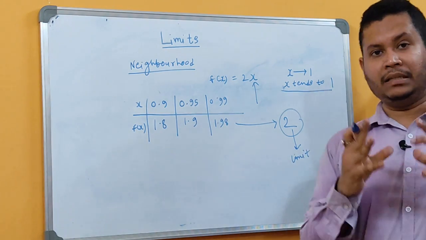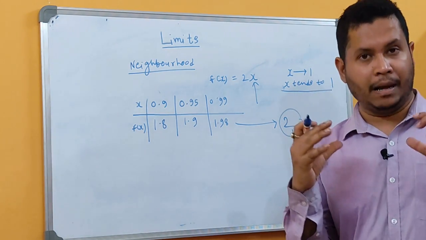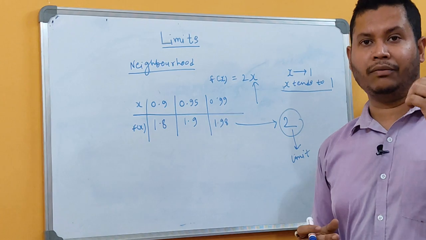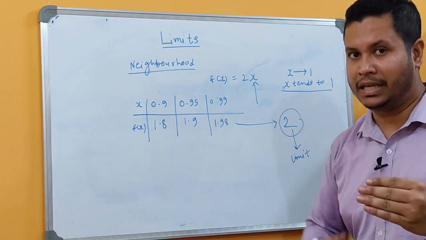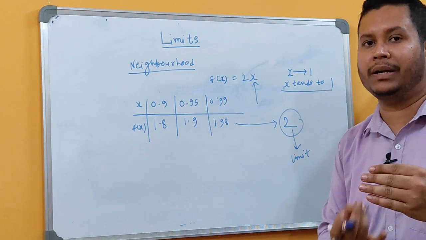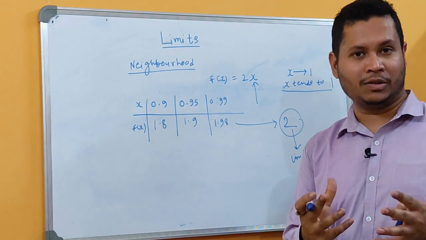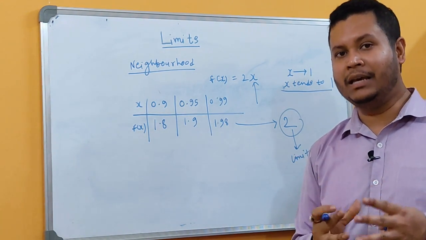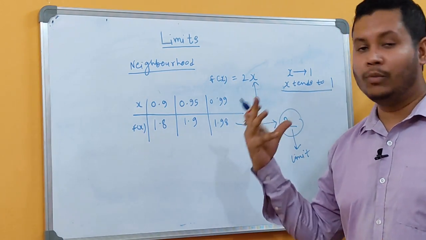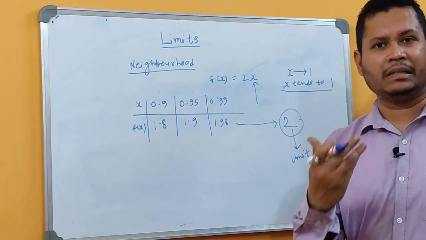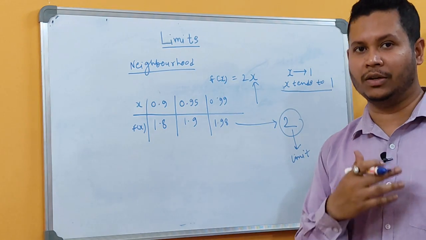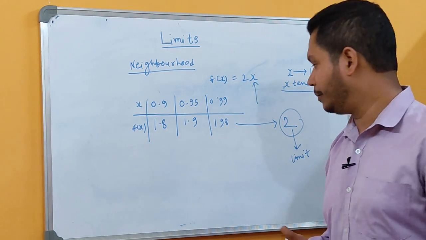Okay, so that means a limit is basically a number towards which the value of a function tends if the input tends towards a particular number. So that is what the limit is all about. But to understand it in a better way, we'll also see a few more cases and further discuss limits in this video. Okay, so let's continue.